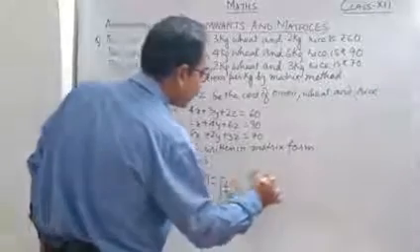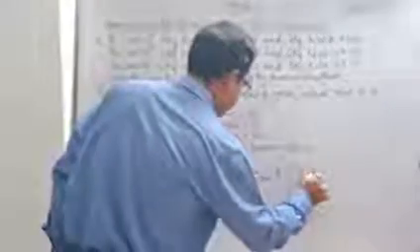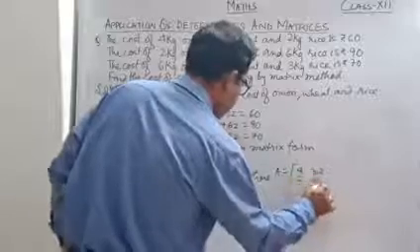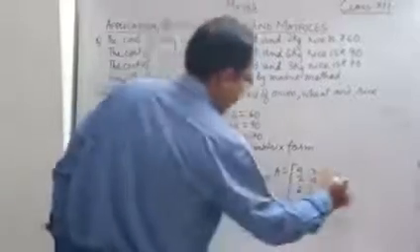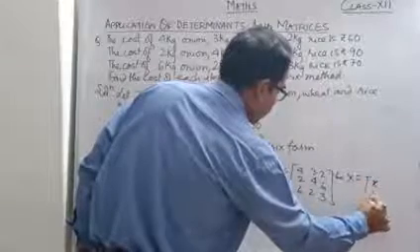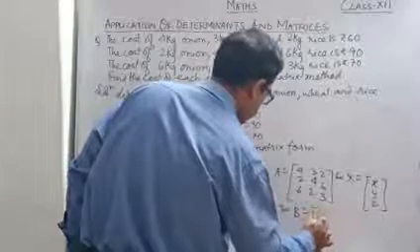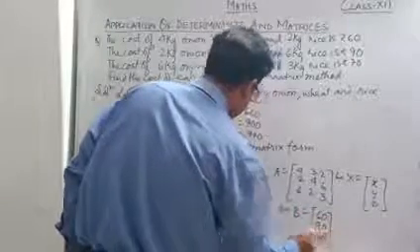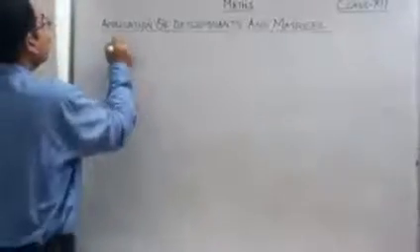So just mention here where A is nothing but 4, 3, 2, 2, 4, 6, 6, 2, 3. And capital X will be x, y, z, and B equal to 60, 90, 70. Okay, now the next step, we have to find the determinant of A. So let us rub the board. Okay, so now mod A.